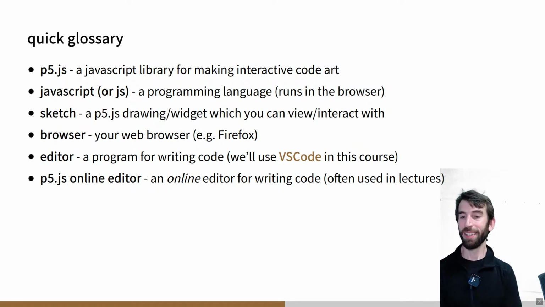An editor, in the context of computer science, is a program that lets you edit code. So like Microsoft Word is a document editor, we use a program called VS Code, which is a program code editor. Another editor which we use is one that actually lives inside a web browser, and I use this a lot in lectures, and I will call it the P5JS online editor.